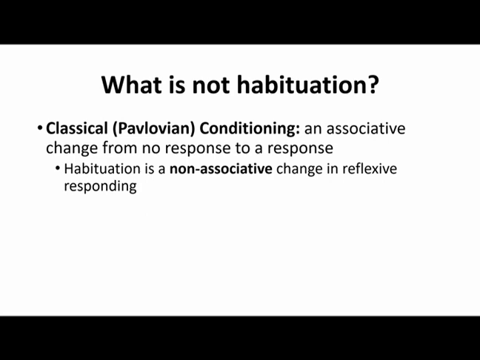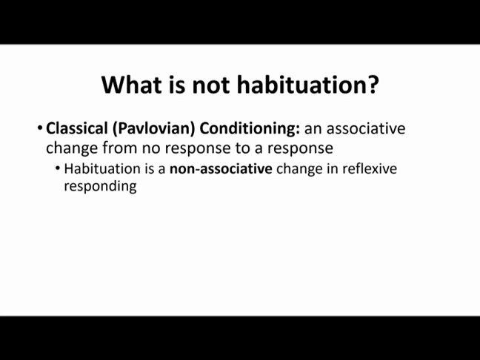Now, on the surface, if we just look at the fact that classical conditioning involves a change in behavior after repeated exposure to those paired stimuli, it sounds a little bit like either habituation or sensitization. But the distinction here is that association part. So classical conditioning is what we call event-event learning.